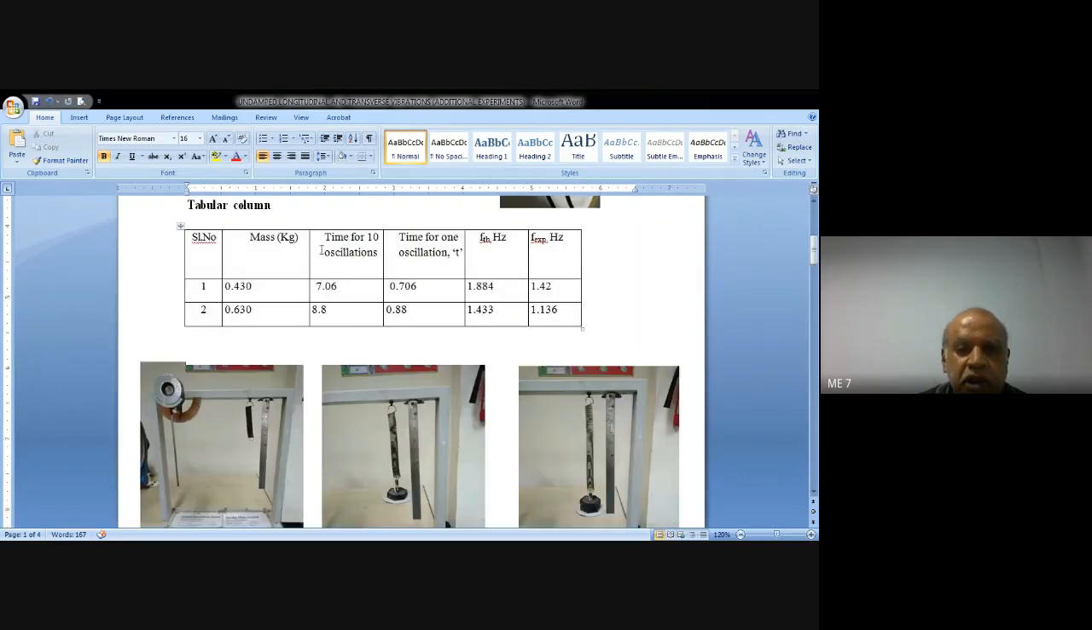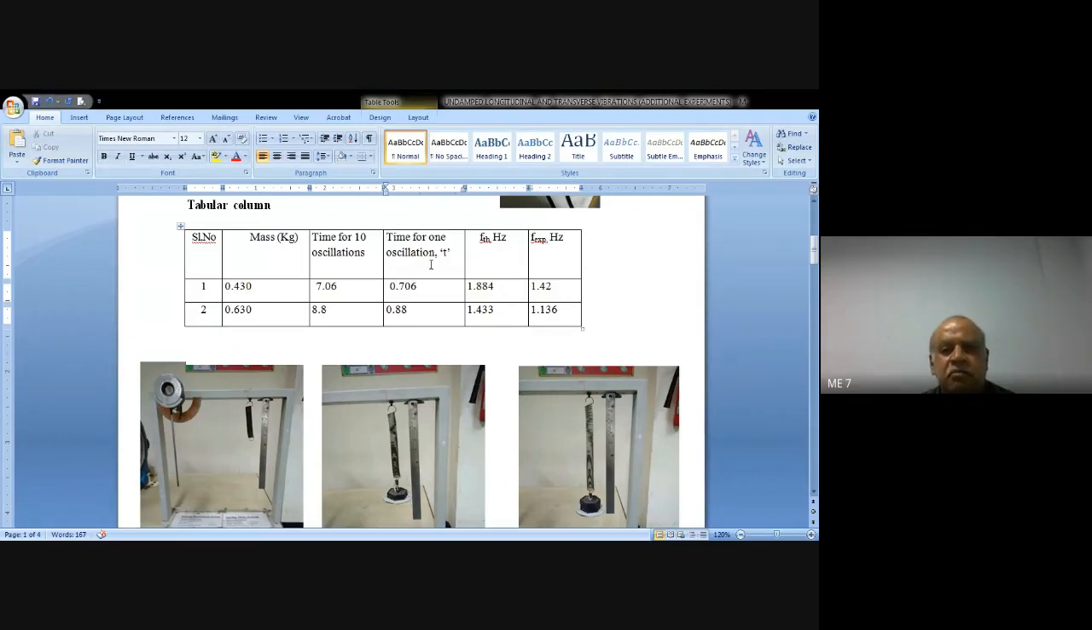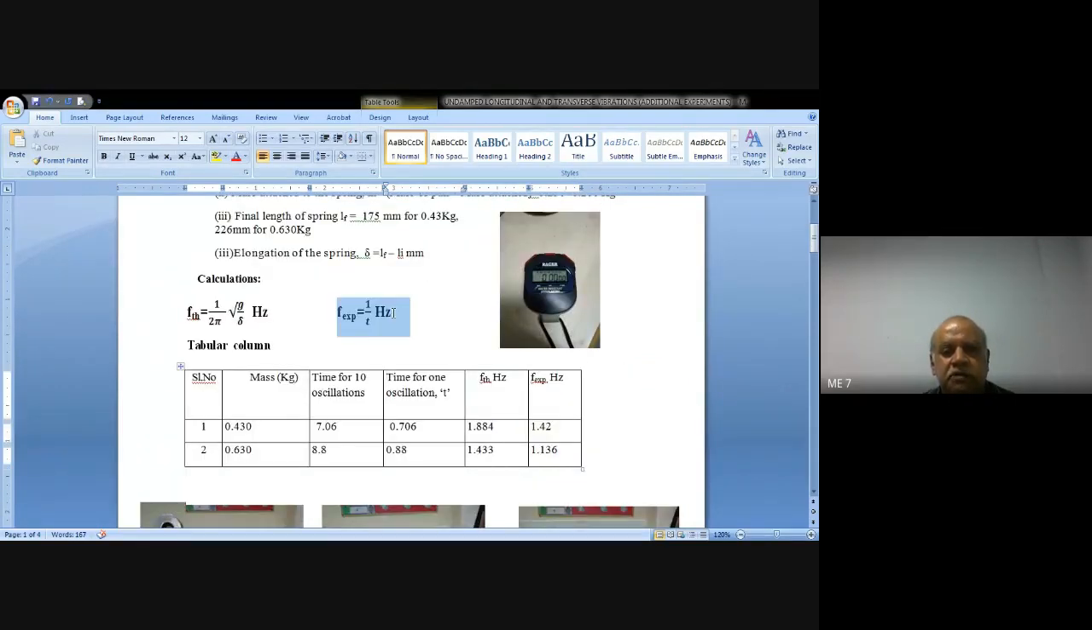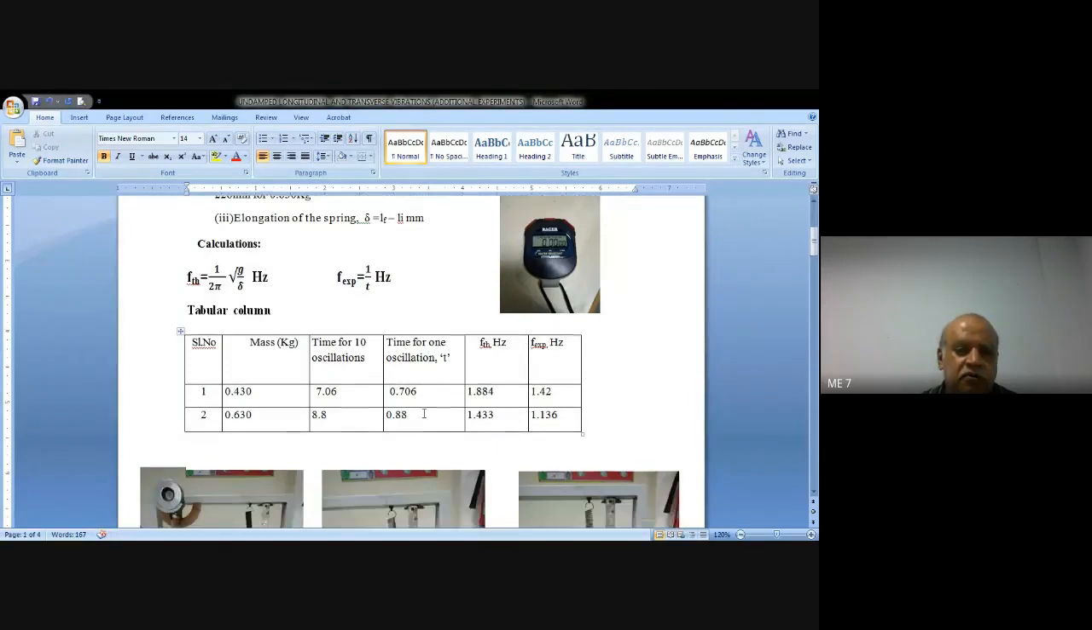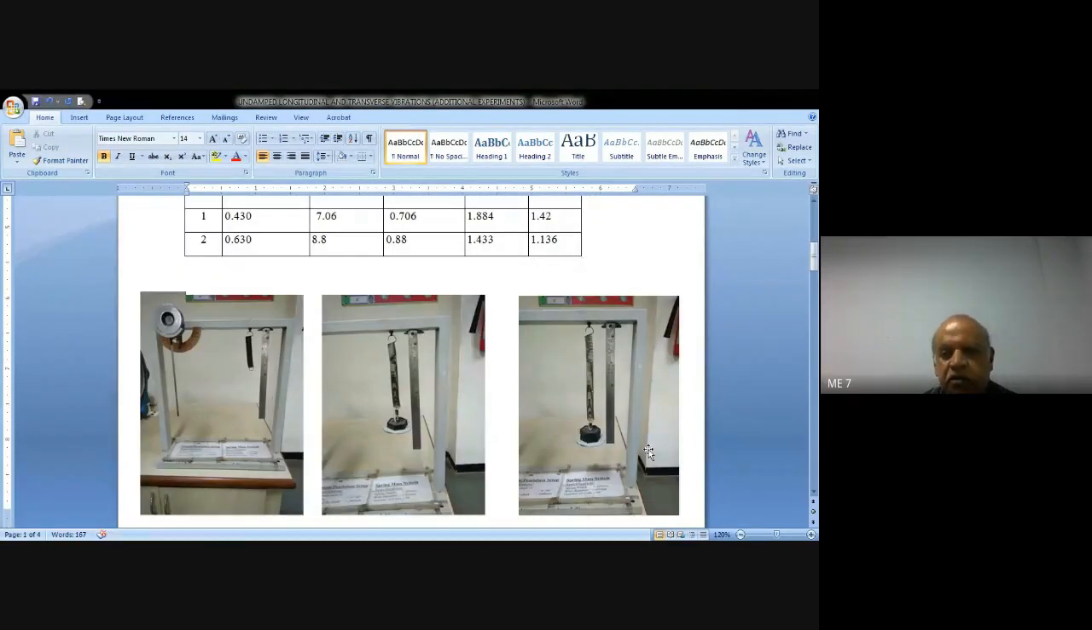Note down time taken for 10 oscillations and find out what is the time per oscillation. That is divided by 10. So what you get is time per oscillation. So 1 by T will give you the experimental frequency of vibration for the system.